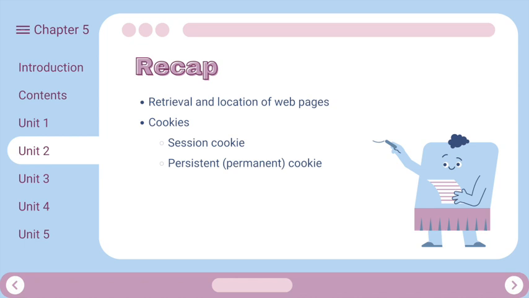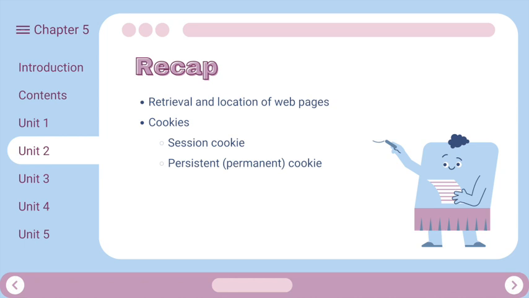Finally, it's about the end of this video. Let's have a quick recap of this unit. First, we introduced how to retrieve pages from websites. We use IP addresses, and we had a scenario of how it works among the user's computer, DNS servers, and web servers when a user tries to access a website.